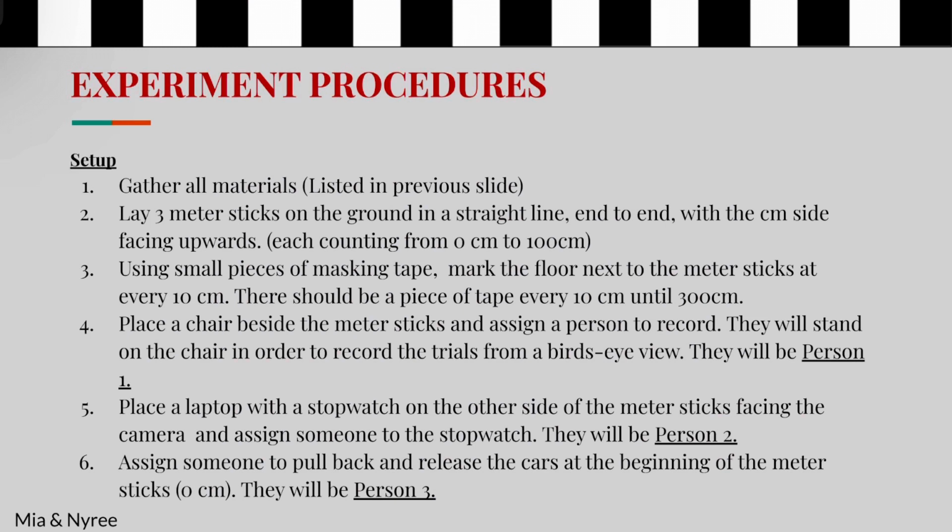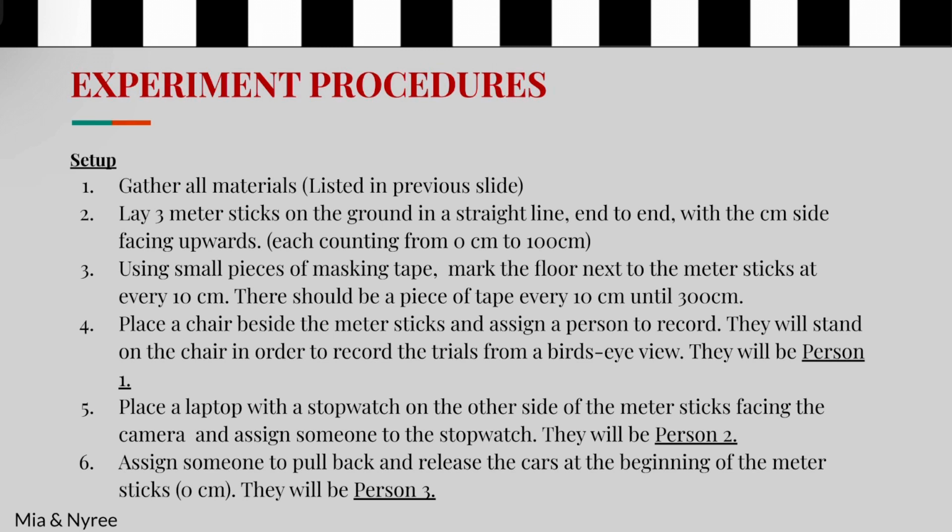Hello, my name is Rosa, and I will be discussing our group's experiment procedures for our setup and our trials. To start off, for our setup procedures, we gathered all of our materials from the previous slide, and we laid our 3 meter sticks on the ground in a straight line with our centimeter side facing upwards. We then marked every 10 centimeter interval with a piece of masking tape, and then we placed a chair beside the meter sticks and had a person stand there to record with a bird's eye view, and this person is referred to in the procedures as person 1.